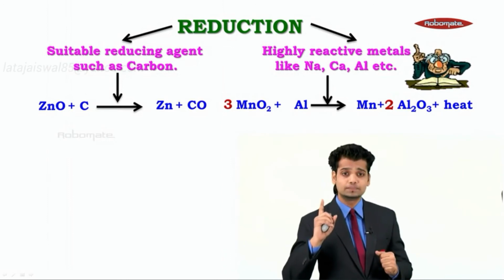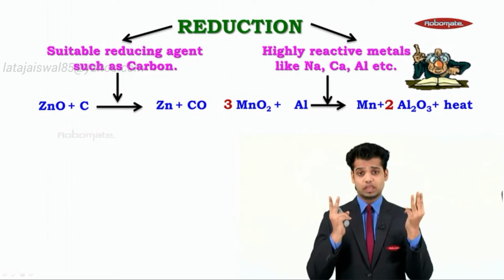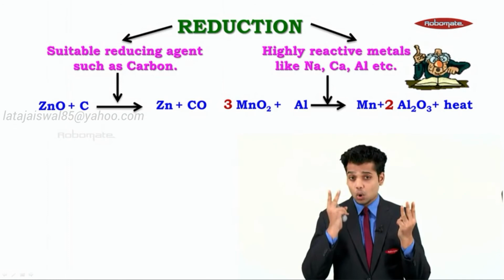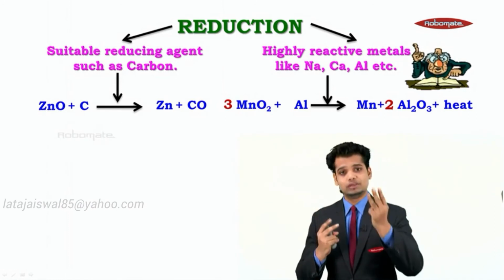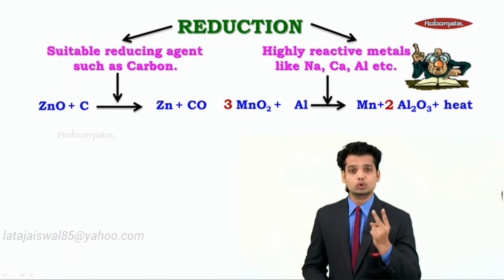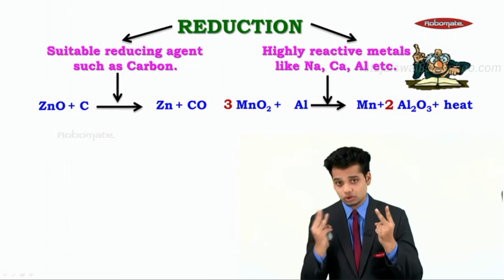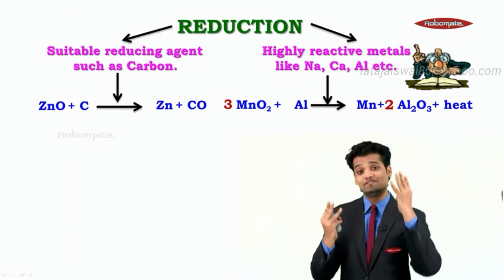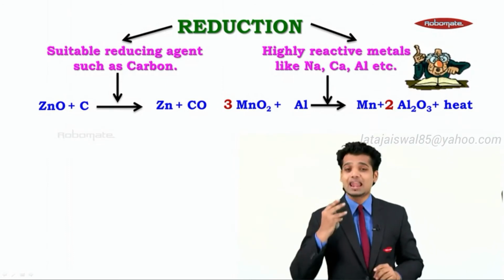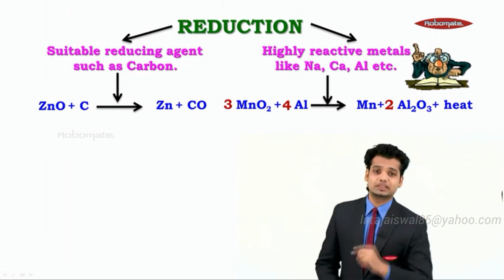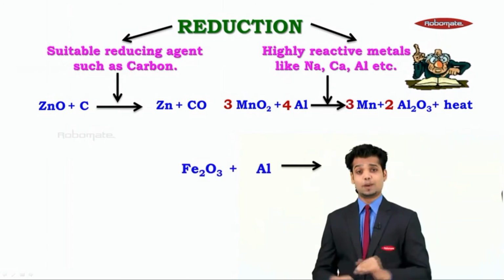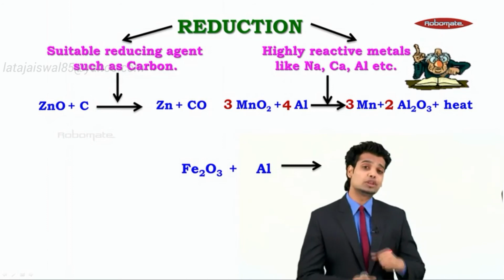Mn was just 1, O is 2, O is 3. So you know the dilemma. Make the odd number even: O2 and 3, multiply by 2 and multiply 2 by 3. So Al has become 4, so multiply by 4, and Mn has become 3, so multiply by 3. The reaction becomes balanced. Let's come to Fe2O3 plus Al.